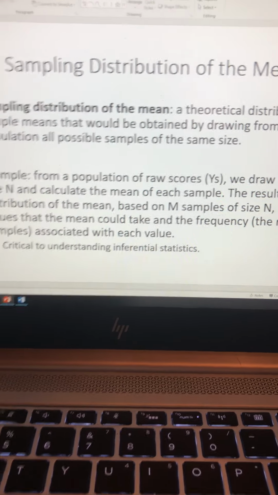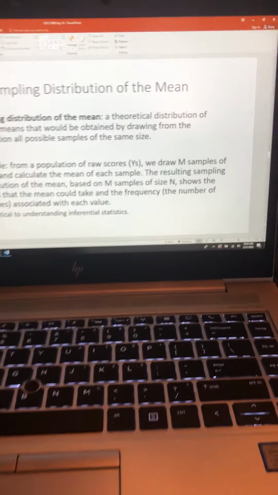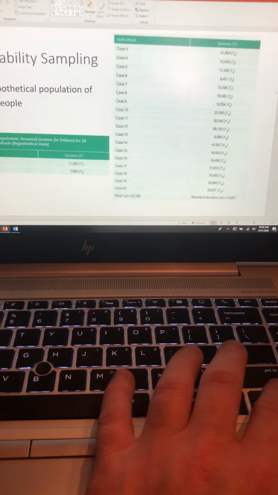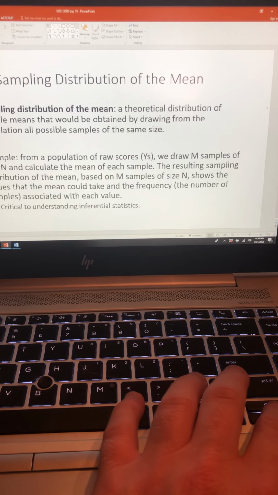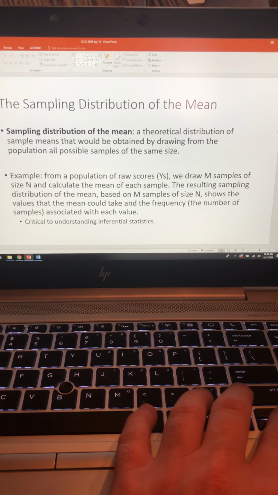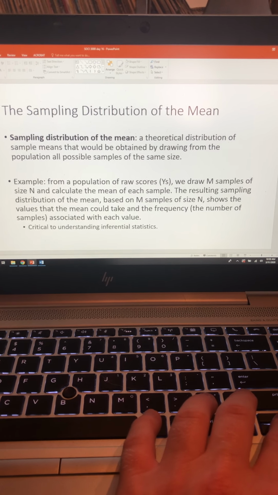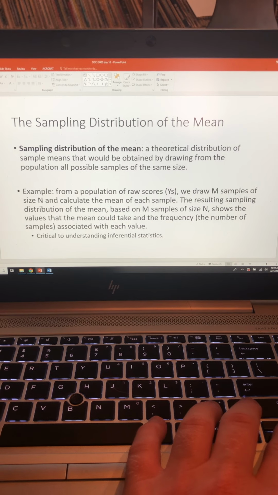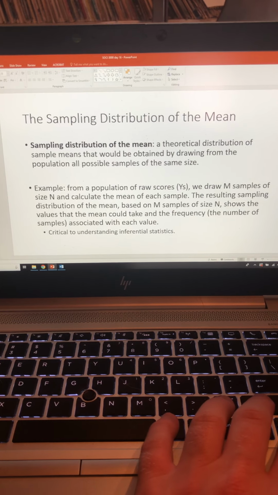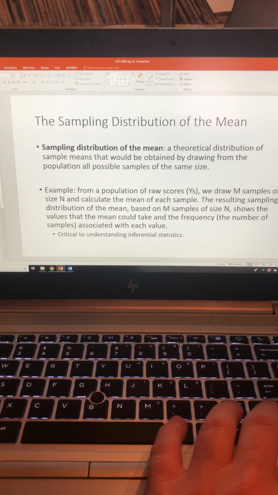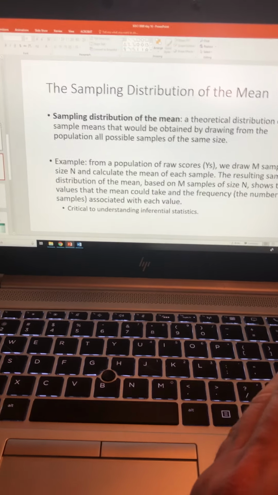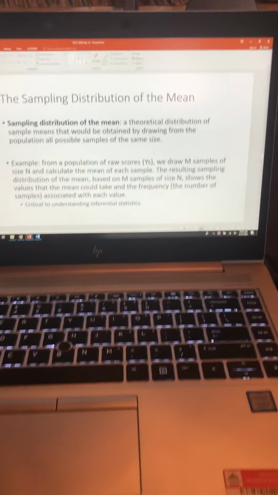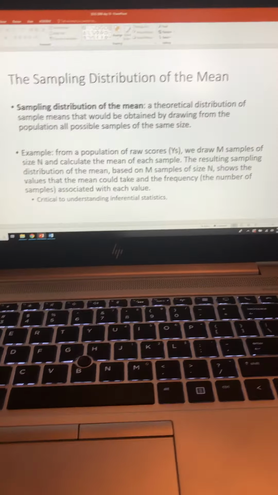So, take a look at this example and see if this makes sense. Let's work through this word by word. So, from a population of raw scores, that's these right here, in this case income, we draw m samples of size n and calculate the mean of each sample. So we determine the sample size. In this case, we're using 3, though there's no rule about 3. You can take a sample of any size. Eventually, you're going to find out that samples of larger sizes are more accurate, obviously, because as you approach a sample with everybody, then you arrive at the true population mean.